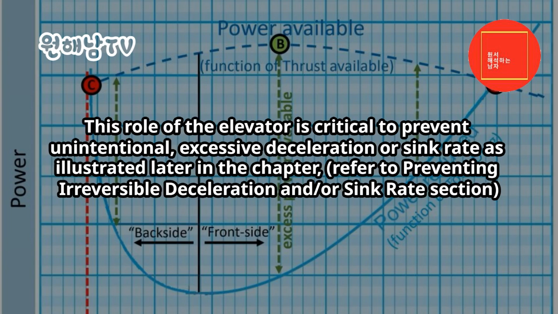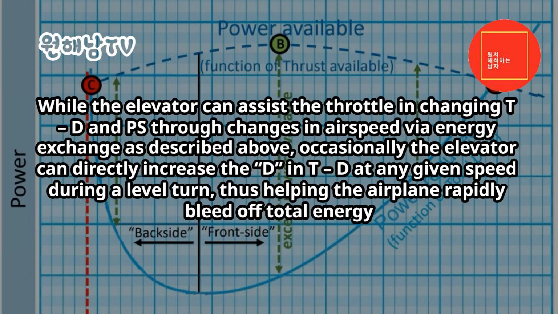This role of the elevator is critical to prevent unintentional, excessive deceleration or sink rate, as illustrated later in the chapter. Refer to the preventing irreversible deceleration and/or sink rate section. While the elevator can assist the throttle in changing T-D and PS through changes in airspeed via energy exchange as described above, occasionally, the elevator can directly increase the D in T-D at any given speed during a level turn, thus helping the airplane rapidly bleed off total energy.